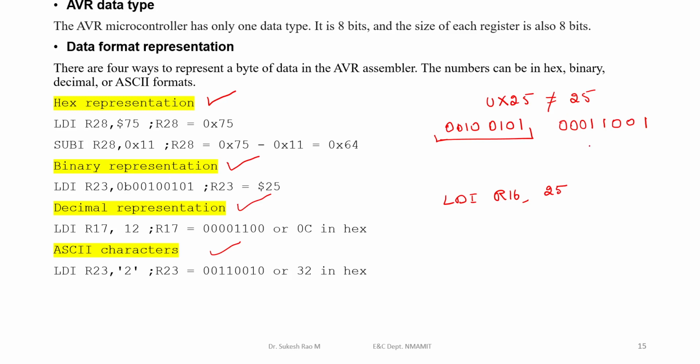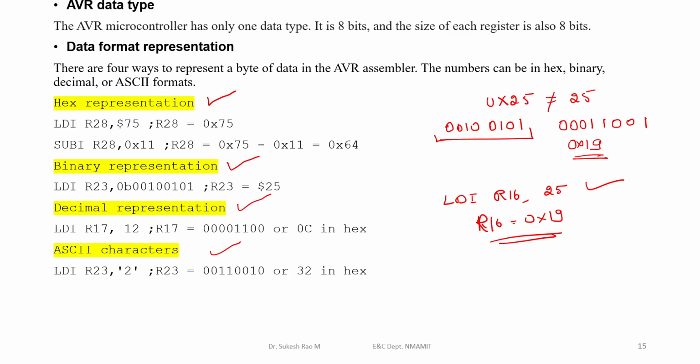What is the hexadecimal number? It is 19, so 19 hex. So what happens here? R16 will be loaded with 0x19 when I am writing this. So I should carefully see what you intend to load. Is it decimal 25 you want, or hexadecimal 25 you want? Based on that, we can represent it this way.